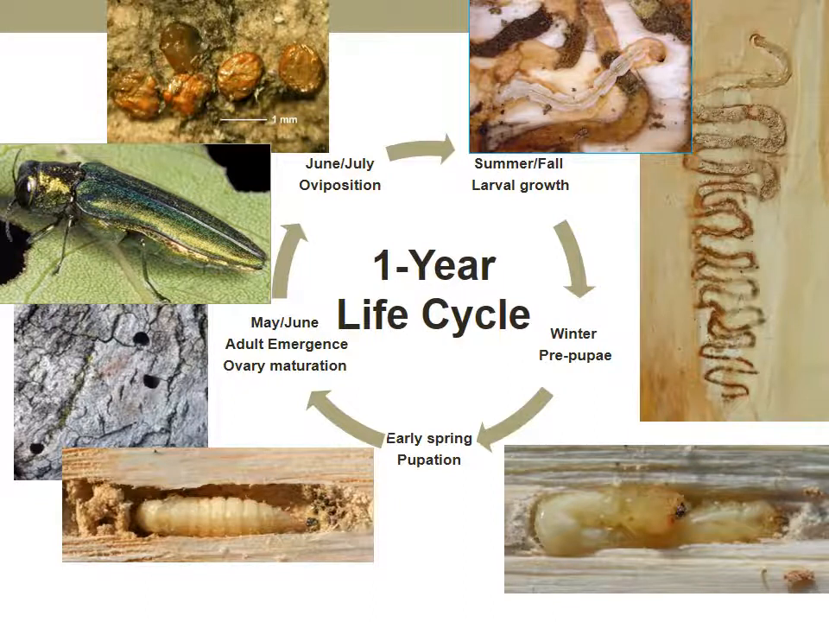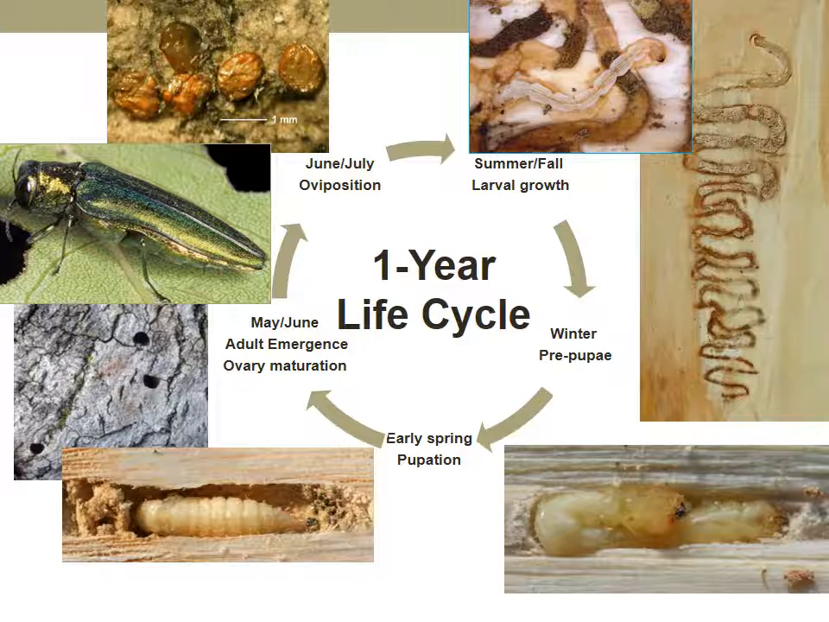Now we'll cover the life cycle of emerald ash borer. EAB goes through complete metamorphosis and has one generation per year. The adults emerge from the tree in May or June. The adult beetle then feeds on leaves in the tree's canopy between June and August. During this time, the female beetle lays her eggs on the bark of the trunk and branches.